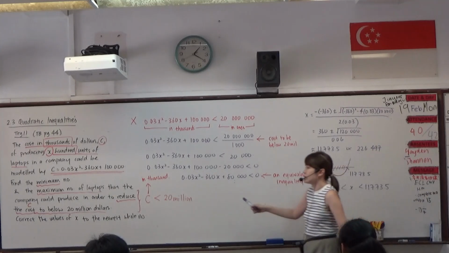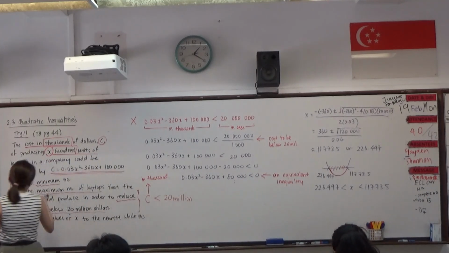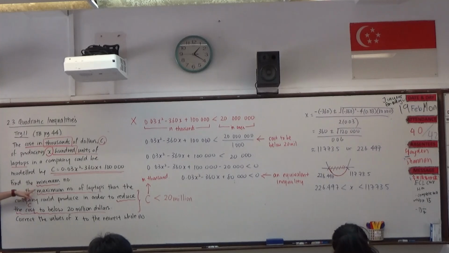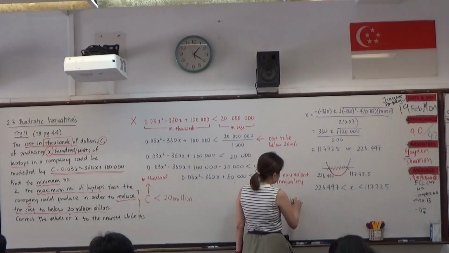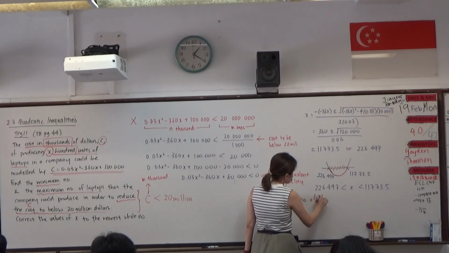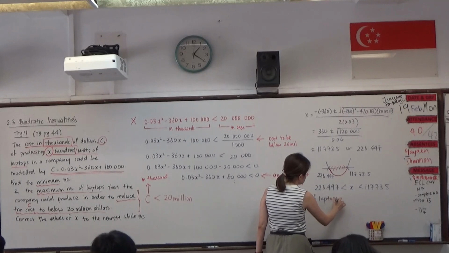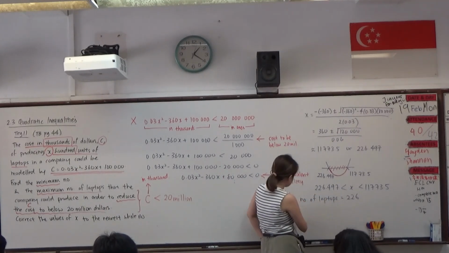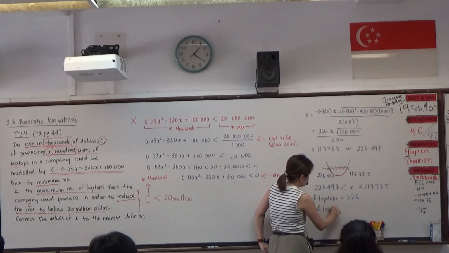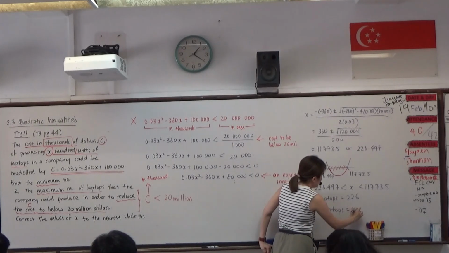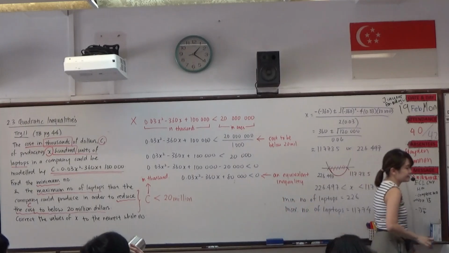Always go back to what the question is asking for. If you forget as you do the question, we're trying to find the minimum number and the maximum number. And then the number needs to be rounded to the nearest whole. So I say that minimum number of laptops equals 226 and maximum number of laptops equals 11774. Am I right?